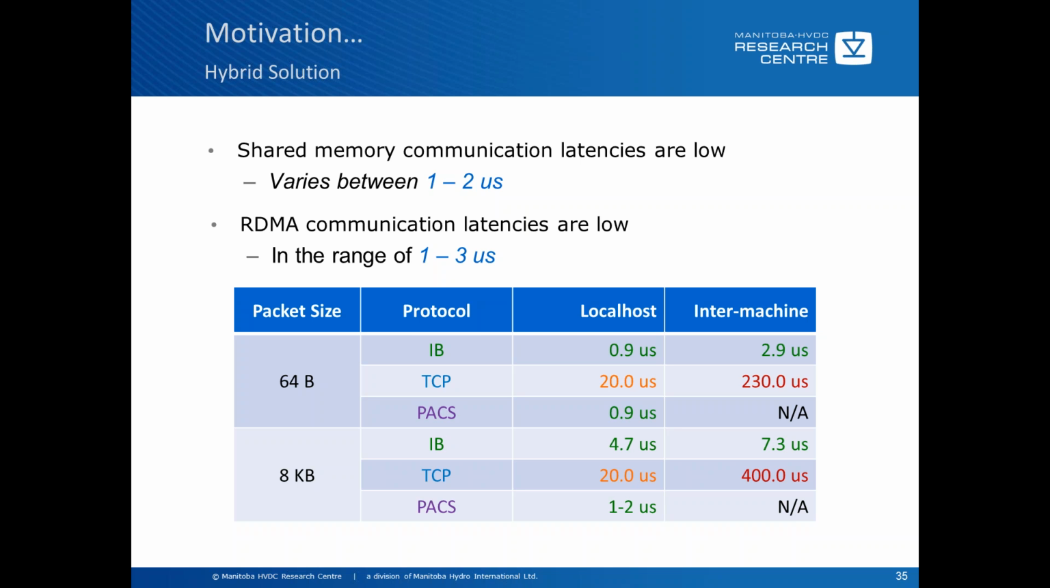If we use a slightly larger size of transfer, 8 kilobytes, you can see the InfiniBand increases to 4.7 microseconds, and the PAX is at about 1 to 2 microseconds. The TCP remains unchanged. But if you go across machines, and if you look at the across machine times, you can see how much higher the TCP times are. And so this is really the big motivator for getting away from that type of method.